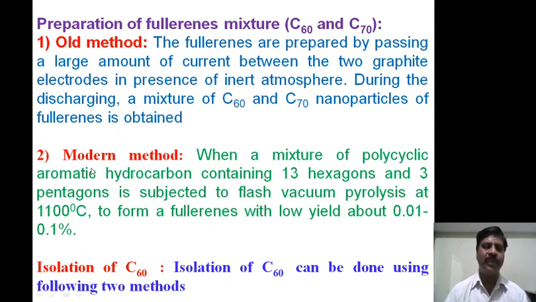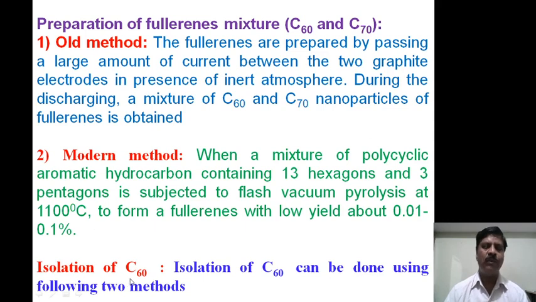Then the second method, it is a modern method. When a polycyclic aromatic hydrocarbon containing 13 hexagons and 3 pentagons is subjected to flash vacuum pyrolysis at 1100 degrees Celsius temperature, it forms fullerenes with low yield, about 0.01 to 0.1%.